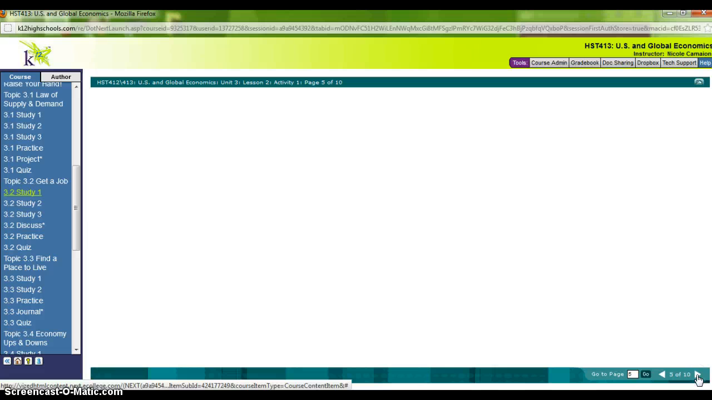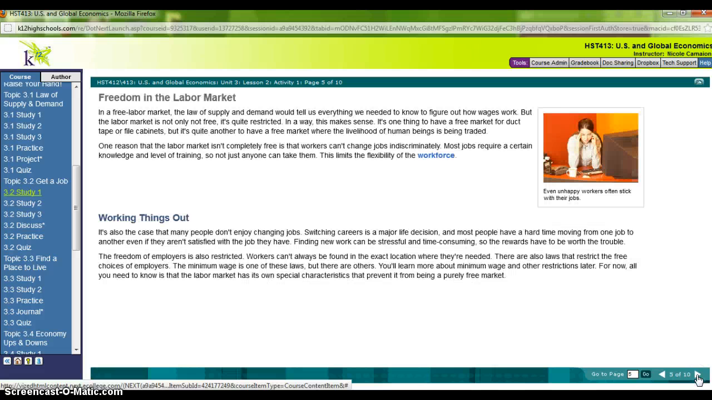Going forward, you want to look at slide 5, freedom in the labor market. And what you want to know is that the law of supply and demand would tell us everything we need to know to figure out how wages work. But that's not always true in the labor market. Okay? And it's because the flexibility of finding a new job isn't always there. It's not always easy for workers to change jobs any way they want. Often they have other responsibilities that they have to take care of. So it's not necessarily a free labor market because they have other responsibilities, maybe location, family, their education. So make sure you know the problems with the limits of flexibility in the workforce.